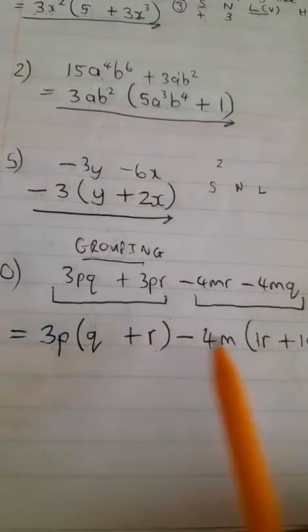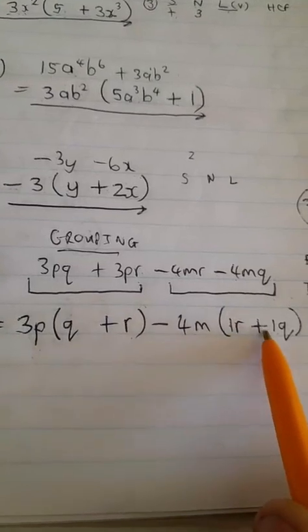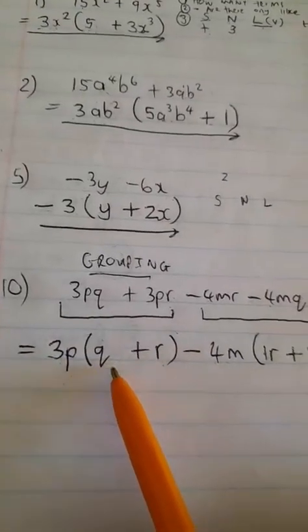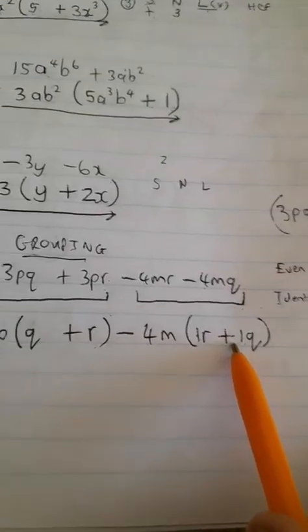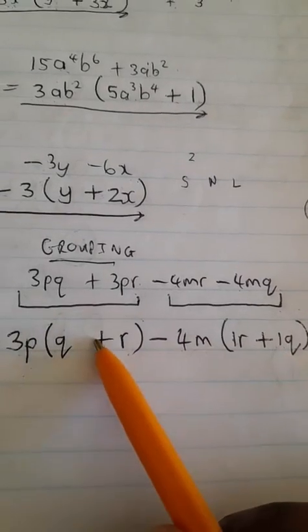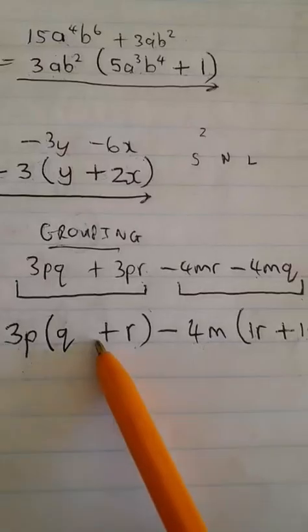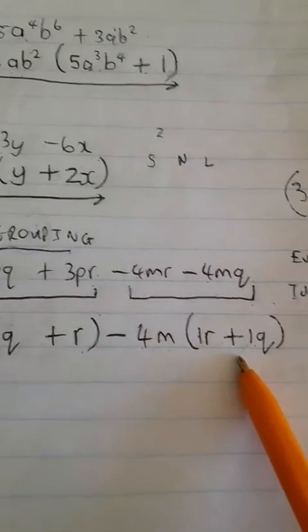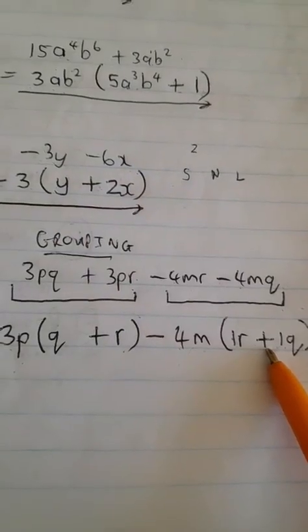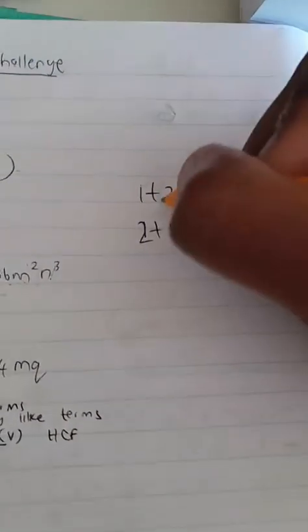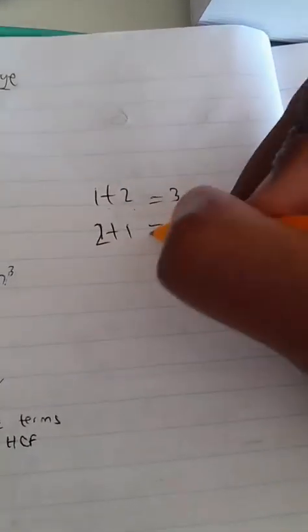But what do we notice about these 2 terms? We notice that the brackets, here we have Q plus R, and here we have R plus Q. Honestly speaking, people, Q plus R is the same thing as R plus Q. Are you with me? Yeah, because 1 plus 2 is also equal to 2 plus 1. If you change the order for positive, 1 plus 2 is the same thing as 2 plus 1.